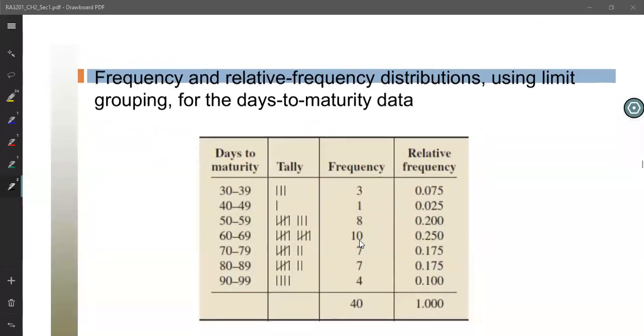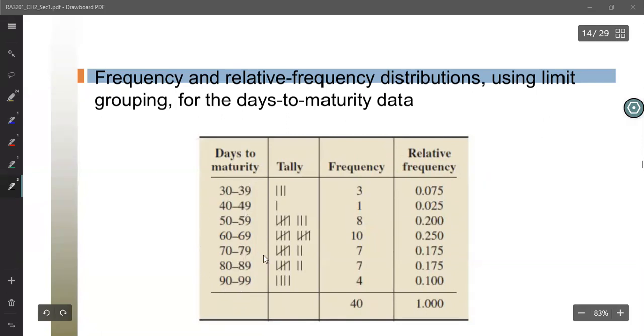Now look at this one. You can see the days to maturity put into intervals or groups. So 30 to 39 is the first interval, 40 to 49 the next one, 50 to 59 and so on up to 99. Some intervals have a lot of values, some have very few. So you know the minimum and the maximum, then you can decide on the intervals.